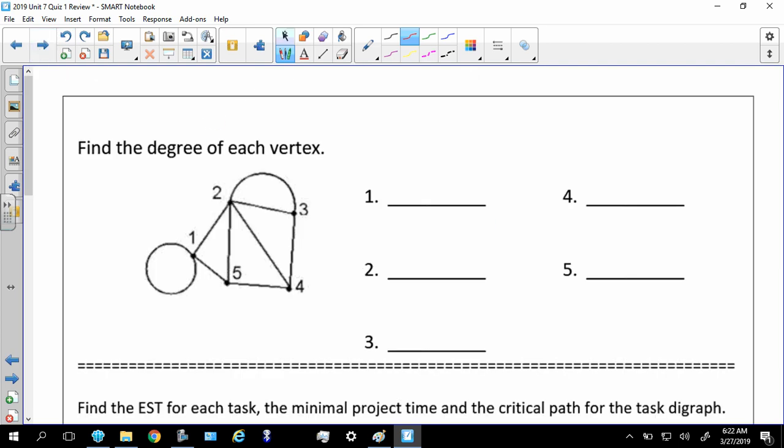All right, find the degree of each vertex. Same question as before. Let's see. Vertex 1 is 4. 1, 2, 3, 4, 5. 5 for 2. 3, 1, 2, 3. 4 has a degree of 3, and then 5, 1, 2, 3. There we go.